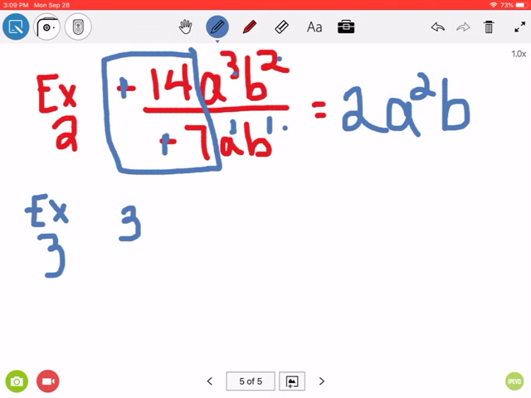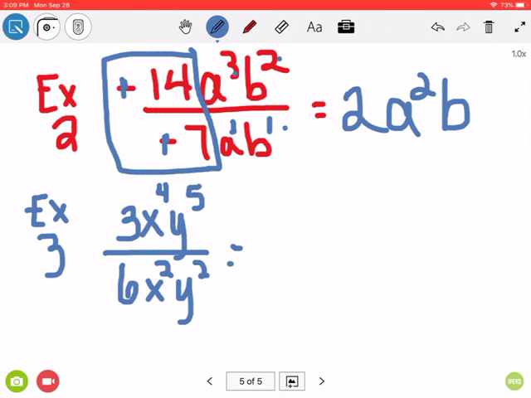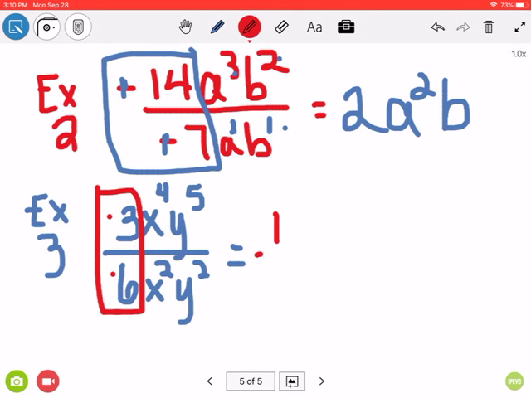Okay, let's check out another one. What if I had 3x to the 4th, y to the 5th, over 6x squared, y squared? Well, this one's a little bit different. When you see the 3 over 6 here, I am not going to say 6 divided by 3 and the answer is 2, because 6 is not being divided by 3. It's 3 over 6. So 3 over 6 would actually give me what? 1/2. Okay? And that makes sense. 6 divided by 3 is 2. So since the larger number was on the bottom, the answer to that goes on the bottom. So that's why the 2 is down there.